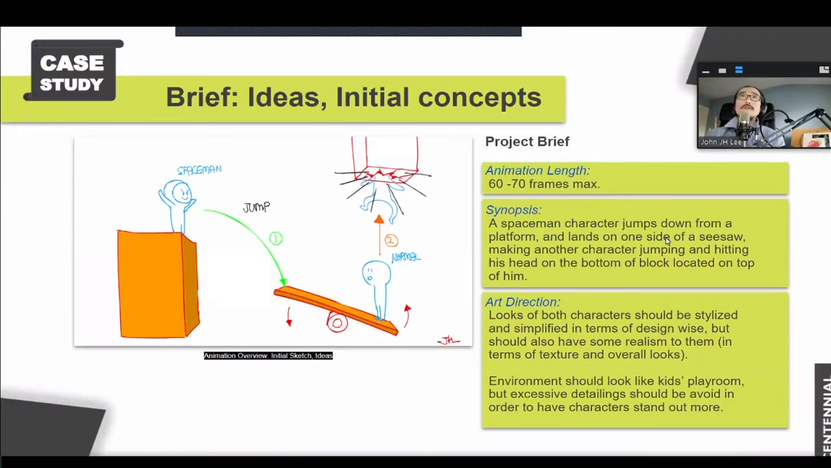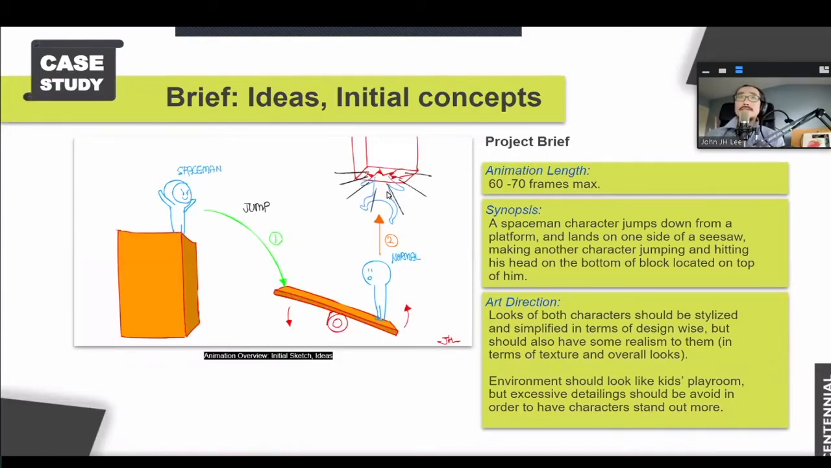So what you see in front of you is a simple example of a project. Let's say the client reached out to the animation studio about creating a 60 to 70 frame maximum length animation with a story: a spaceman character jumping down from a platform and landing on the side of a seesaw, making another character jump and hit his head on the bottom of a block located above him. It's a very simple execution.